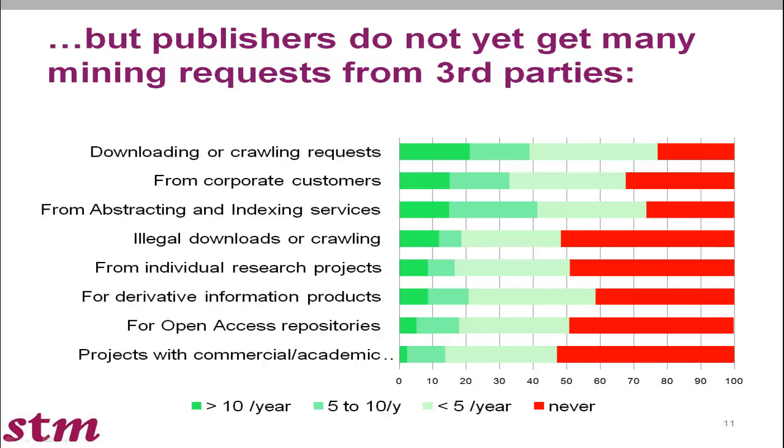that the darker the green, the higher the number of requests is, but in very few cases that goes over 10 requests per year. Much more often, the typical number of requests that publishers get is between 5 and 10, or even less than 5 requests per year. And in some categories where you see the red bars stick out, those are the kind of requests that even never reach any publishers. I should add here that perhaps in practice it's not always easy for people who want to do a text and data mining request to know where to go at a publisher.